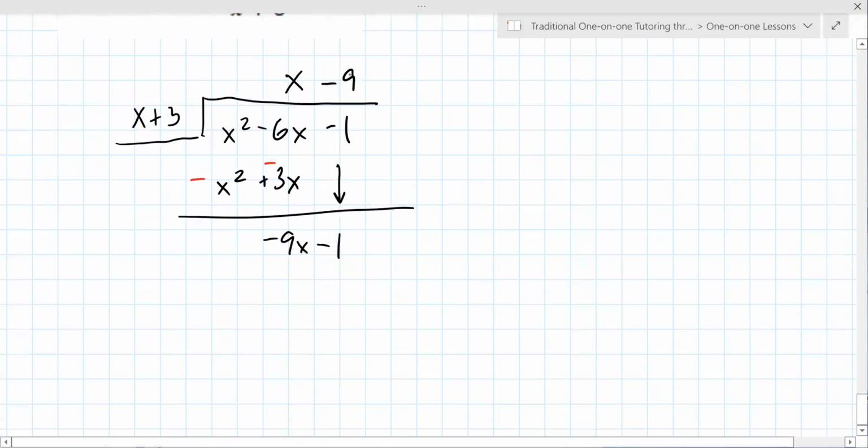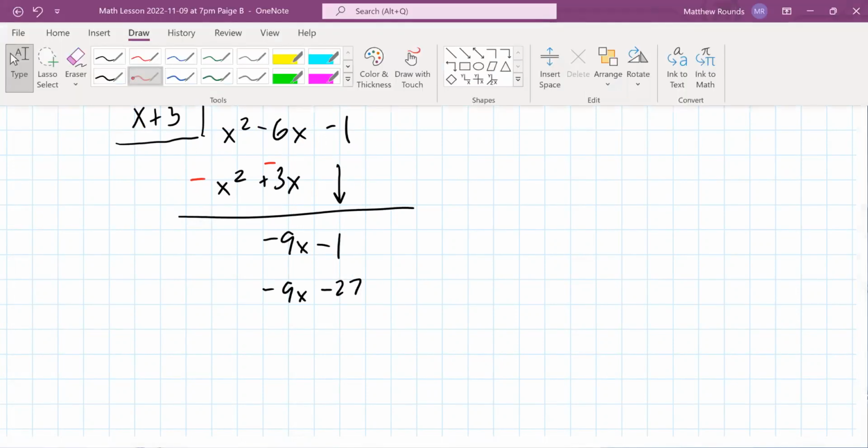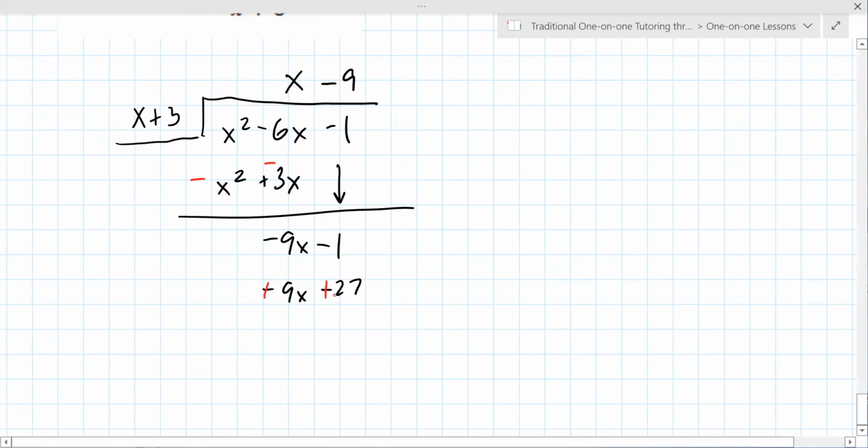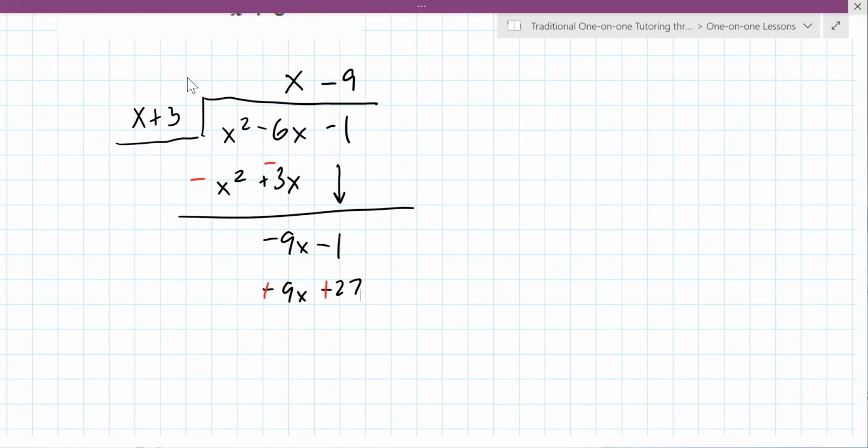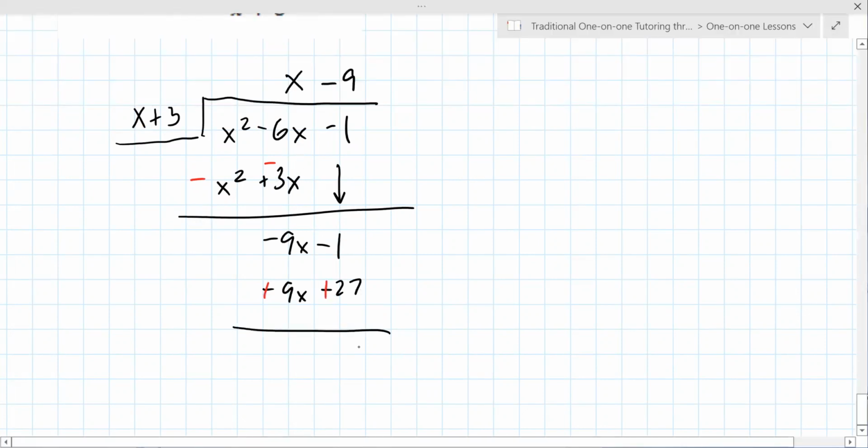So now you take that negative 9, you multiply it by x and 3, minus 9x minus 27. Change the sign of both. And you end up getting 26 as your remainder. But you don't even care about that. y equals x minus 9. That's your slant asymptote.